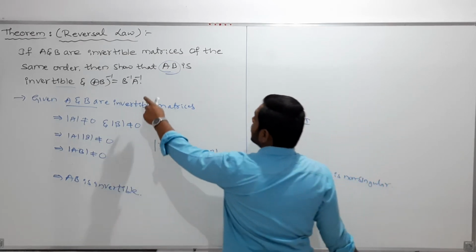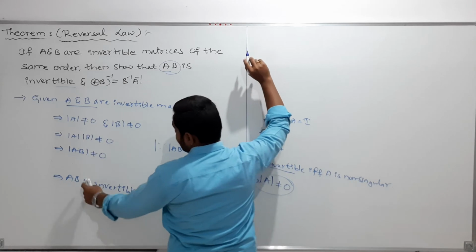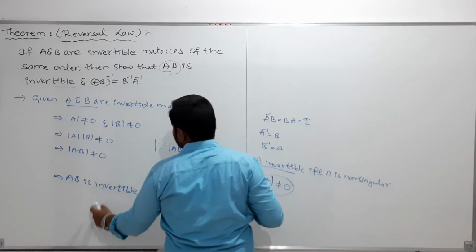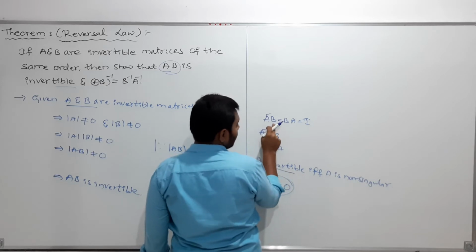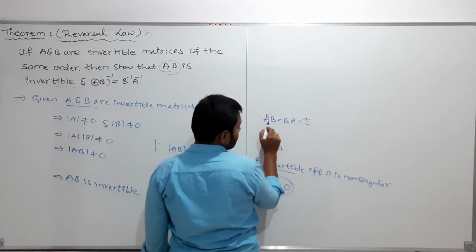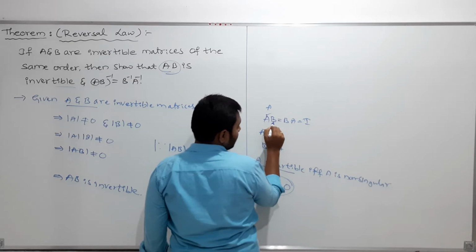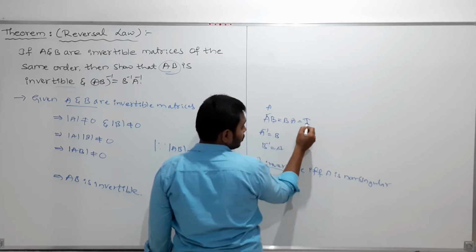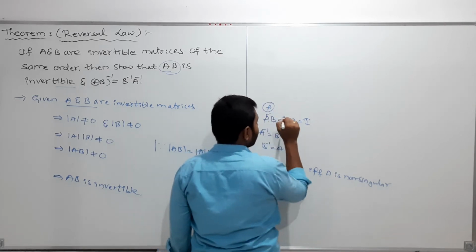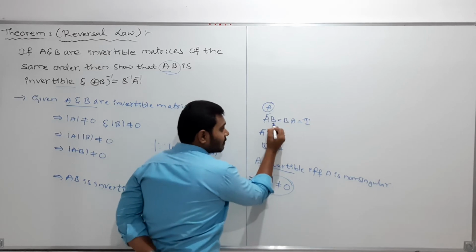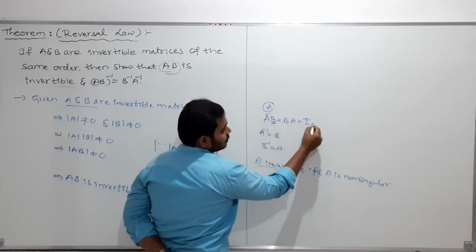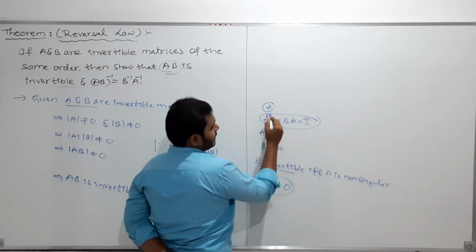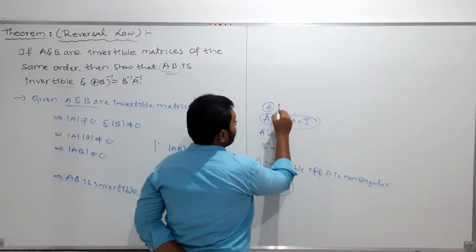To prove this, what will I do, my students? Let us consider AB is invertible. AB is invertible means, as I already told you, A is invertible means AB is equal to I or BA is equal to I. It means A is said to be invertible if there exists another matrix B such that AB is equal to I or BA is equal to the identity matrix, then we can say that A is invertible.